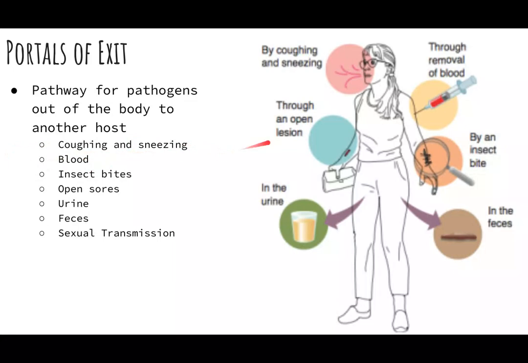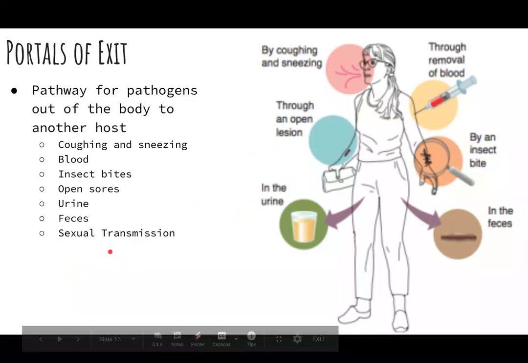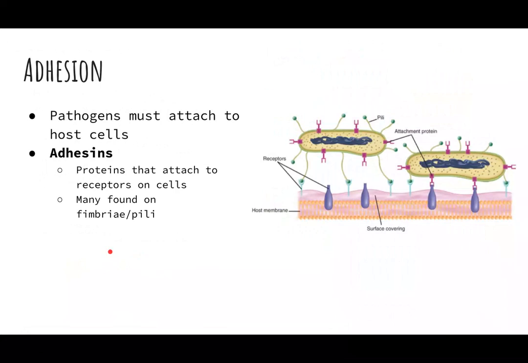Then we have blood, either through a blood transfusion or through exposure to a wound, insect bites, open sores, urine, feces. We've talked a lot about the oral fecal route of transmission, and then sexual transmission. So a lot of pathogens have discovered that if they hang around on an animal's genitals, that animal will eventually mush those genitals up against the genitals of another animal, and then that will give it a path to move from host to host. It's worked pretty well for them for millions of years.